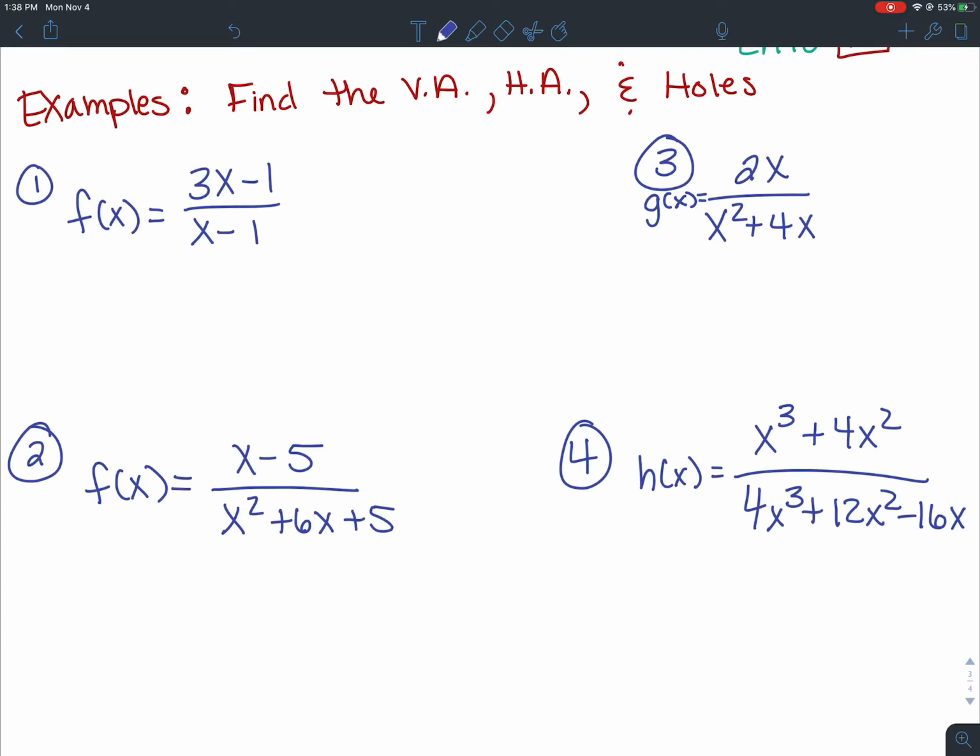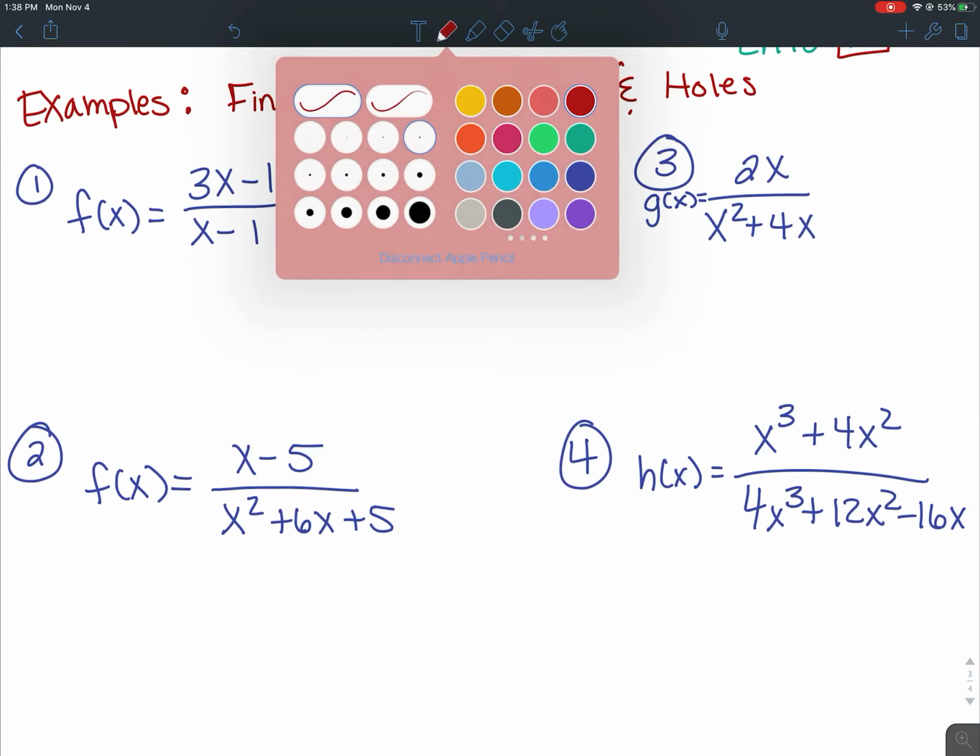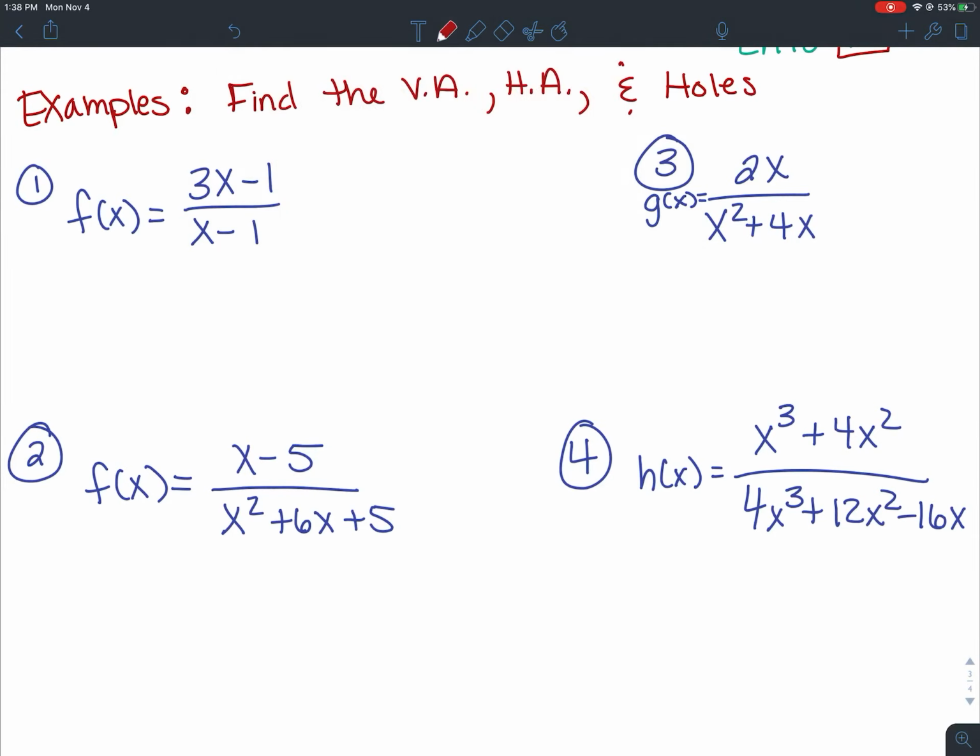All right, so welcome back. I hope you have your answers. This one's easy. There is nothing to factor. You can't factor something if it don't factor. So nothing cancels because there's not even a GCF. So my vertical asymptote is x equals 1. That came from setting the denominator equal to 0, and then solving. Okay, so holes, since nothing canceled, it is none.